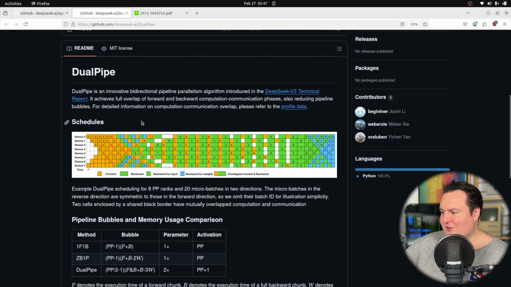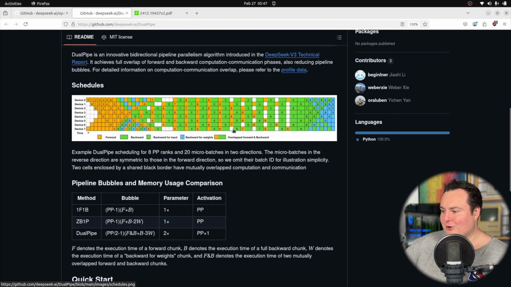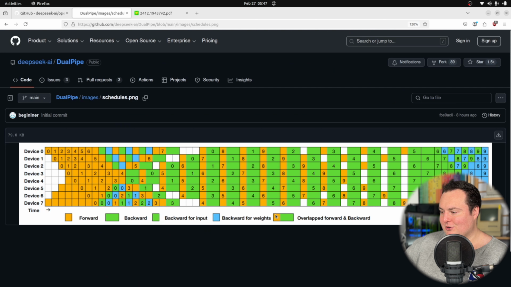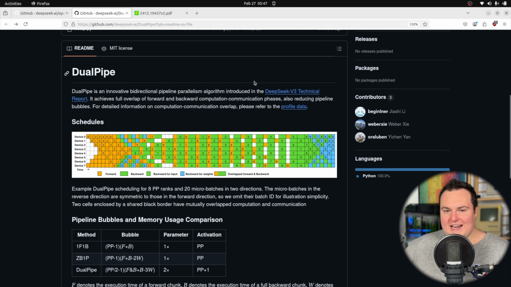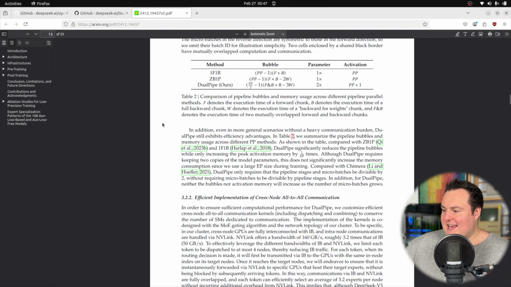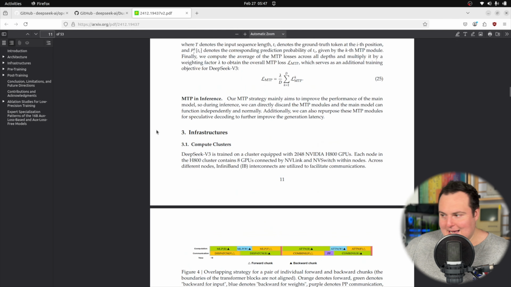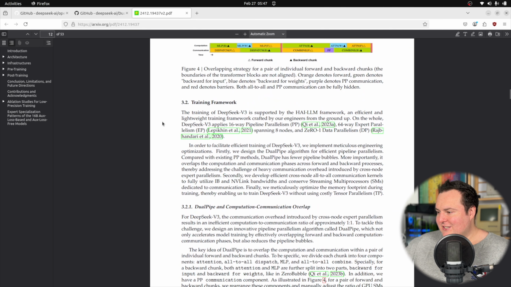And we can see here there is a little graph where they show the overlapped forward and backward, which are denoted by the yellow/green combined. So basically everything from here to over here. However, the graph isn't really what I want to focus on. What I want to look at is that this was introduced in the DeepSeek V3 technical report. And if we go and look at that paper right here, we will see where they talk about that.